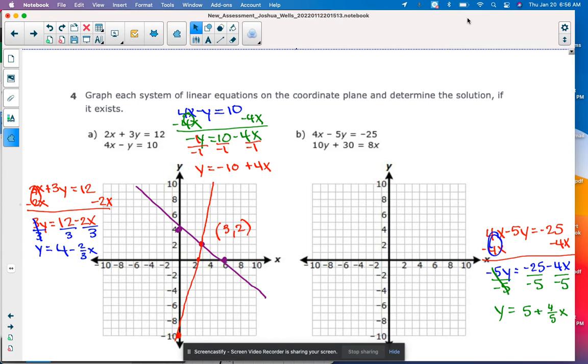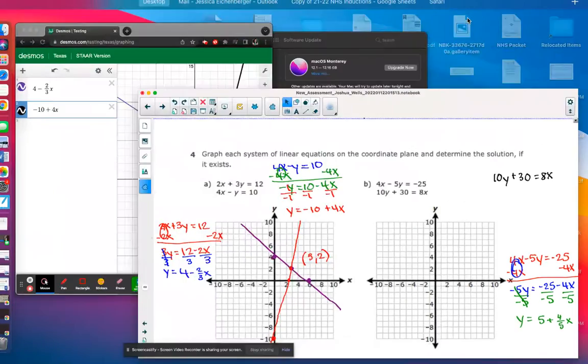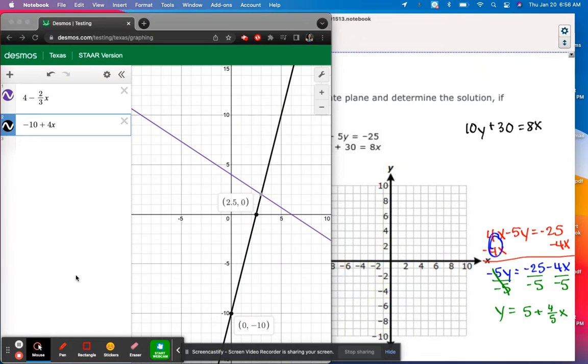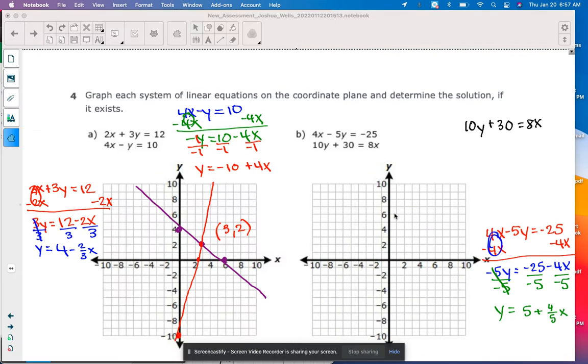Okay. This second equation we have is going to be 10y plus 30 equals 8x. This one is a little bit different in the way that it's written, but the steps are still going to be the same. The first thing I need to do is either add or subtract the 30 because it's on the wrong side. Sorry about that, guys.